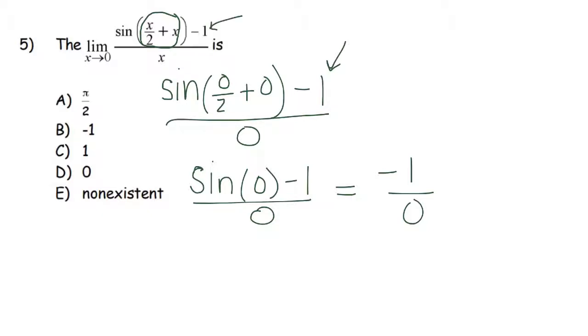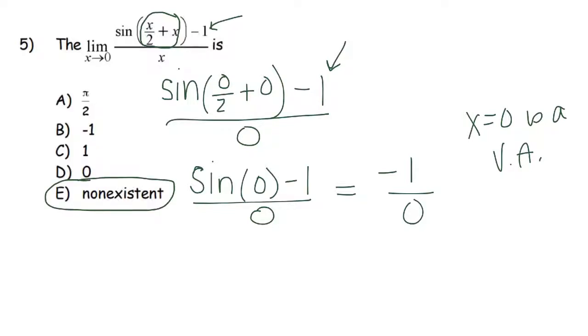That would be cosine. So with this being over 0, that tells me that x equals 0 is probably a vertical asymptote here. So that tells me that the correct answer choice here is going to have to be E. We don't have an existing limit there. But that one was kind of strange, and I think they put that in there just to throw y'all off.